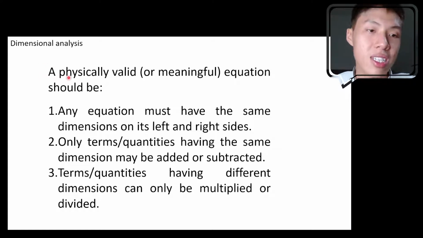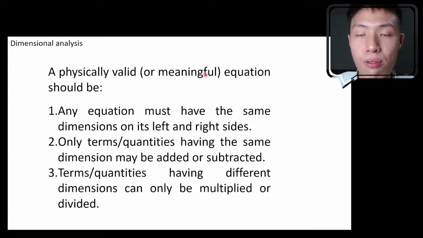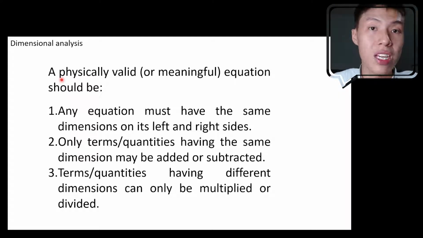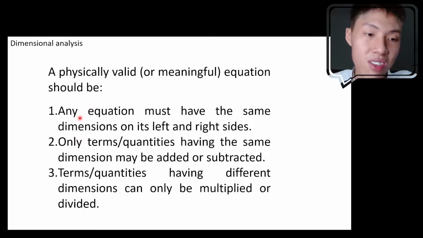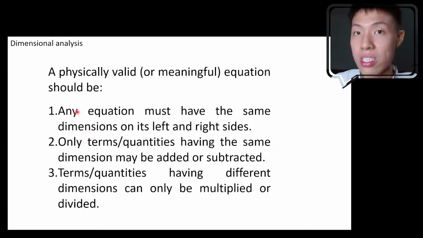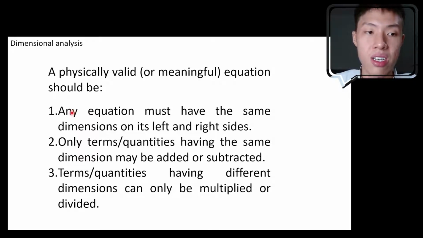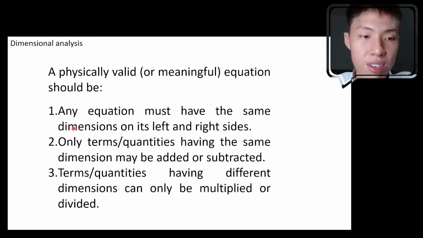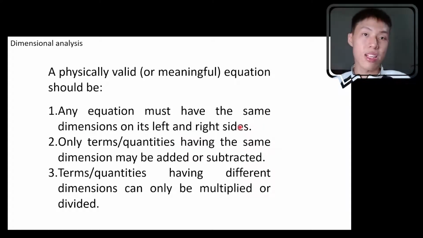So a physically valid or meaningful equation should be... If you want an equation to be valid, you have to fulfill the following criteria. There are three criteria here. I'll explain them in detail, but for now I'm just going to read through to give everyone a rough idea first. Any equation must have the same dimension on its left and right side. So if you want a valid equation, the left hand side and the right hand side should have the same dimension.